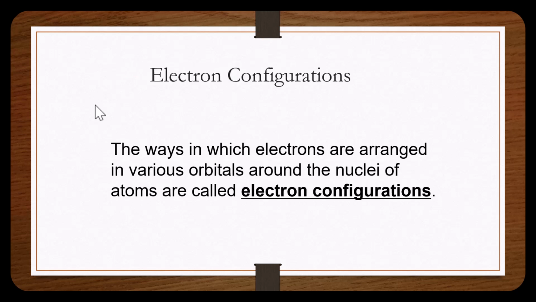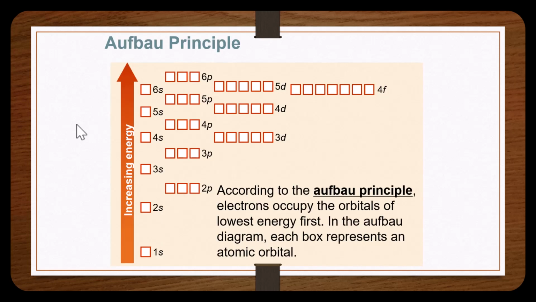An electron configuration describes the ways in which electrons are arranged in various orbitals around the nucleus of an atom. The first rule is the Aufbau principle. According to the Aufbau principle, electrons occupy the orbitals of lowest energy first. In the Aufbau diagram, each box represents an atomic orbital. For now, I'll just use the Bohr diagram to describe what this means.